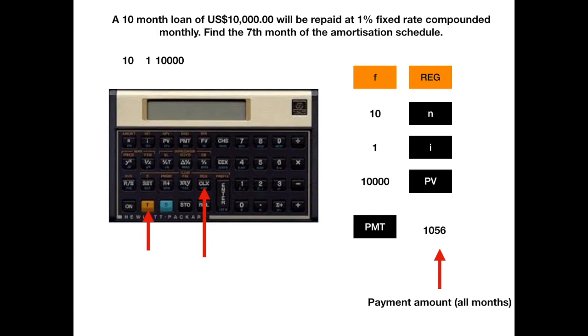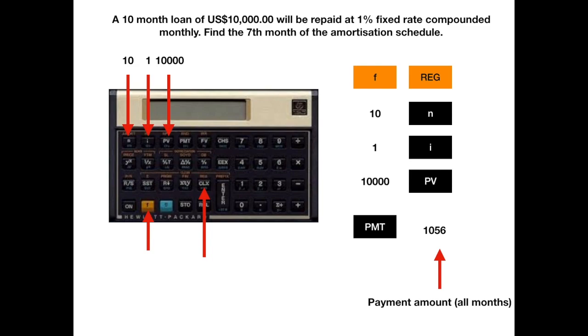Next step is to insert the data provided, which is 10 as n. N represents the number of times that this loan is paid, right? It is going to be repaid completely in a span of 10 months. Next, we register i as 1, right? Because we have an interest rate of 1%. We put it not in its percentual form, but in its numerical form.